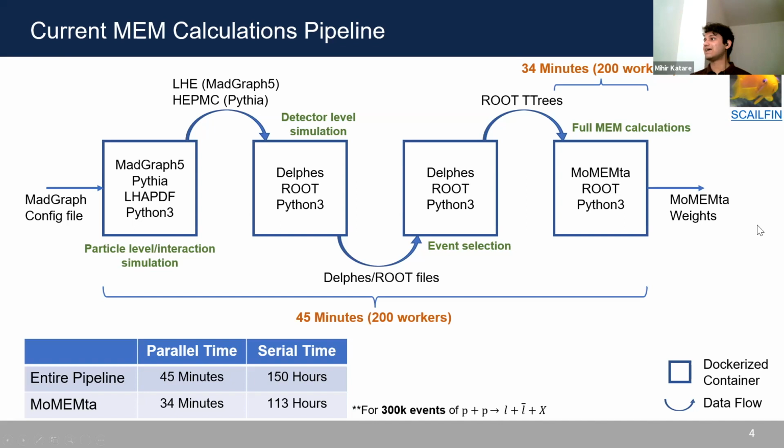And we can also see that the final container for the MEM calculations actually takes the majority of the time in the entire pipeline. Of course, if it wasn't possible to parallelize this, then the serial time that it would take would be 150 hours for the entire pipeline and 113 hours for the final container. So we can clearly see that this is a very computationally intensive process.